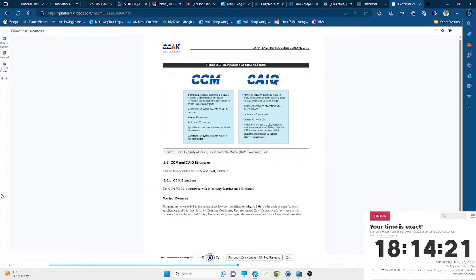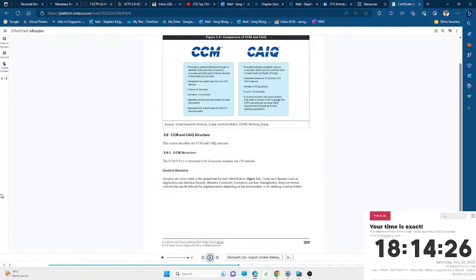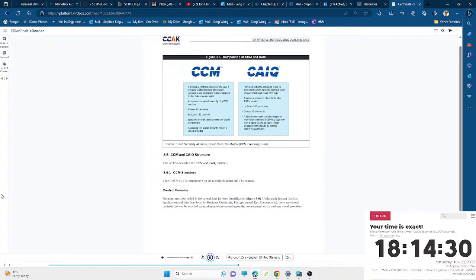Source: Cloud Security Alliance, Cloud Controls Matrix, CCM, Working Group. 209 Certificate of Cloud Auditing Knowledge Study Guide. Copyright 2021 Cloud Security Alliance and CCAK. All rights reserved. Chapter 3 Introducing CCM and CAIQ.